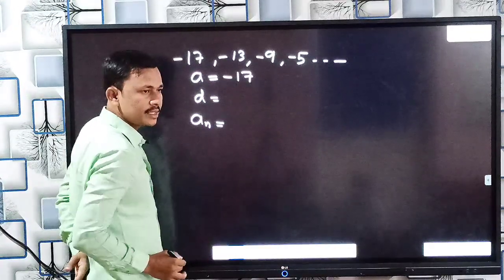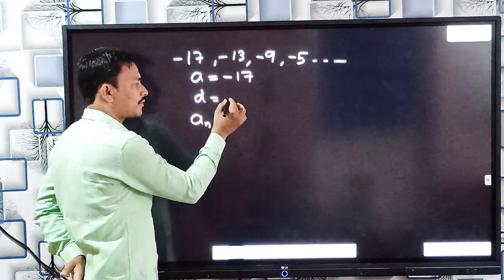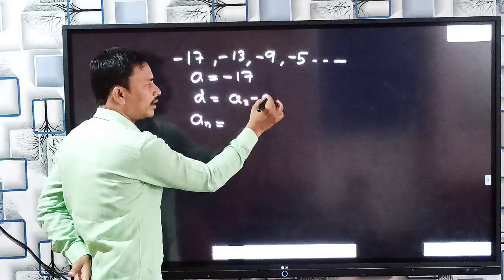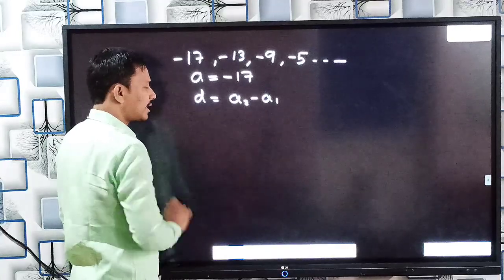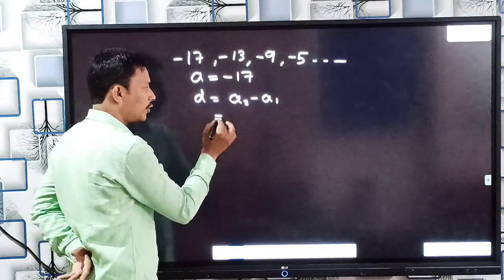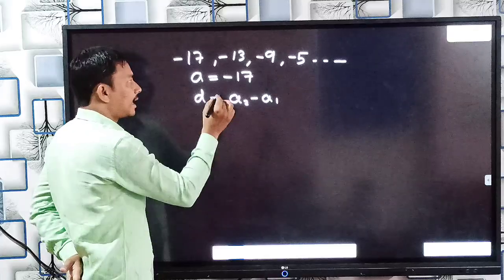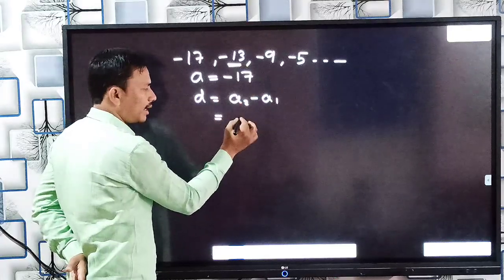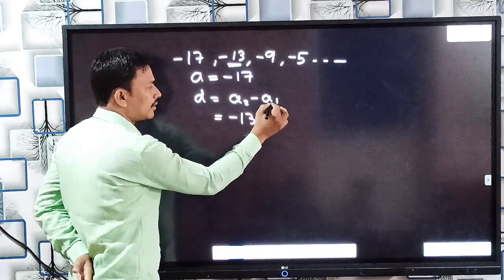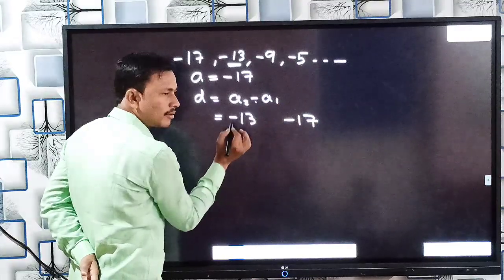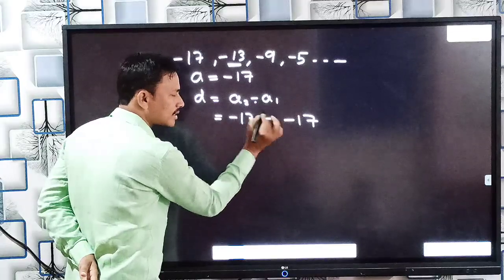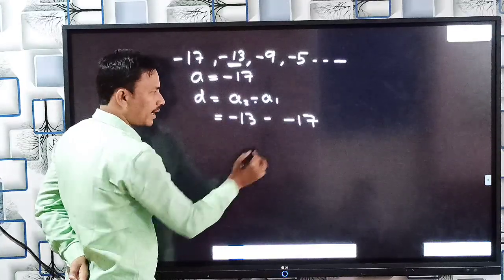First term minus 17. What is the common difference formula? a2 minus a1. Second number minus first number. What is the second number here? Look here. Second number. What is second number? Minus 13. What is first number? Minus 17. In the middle, what is this? Minus. You will be getting two minuses.